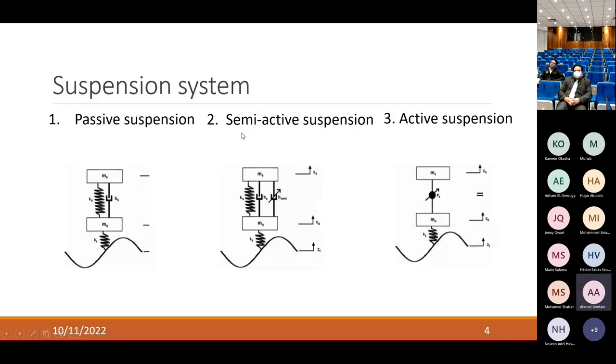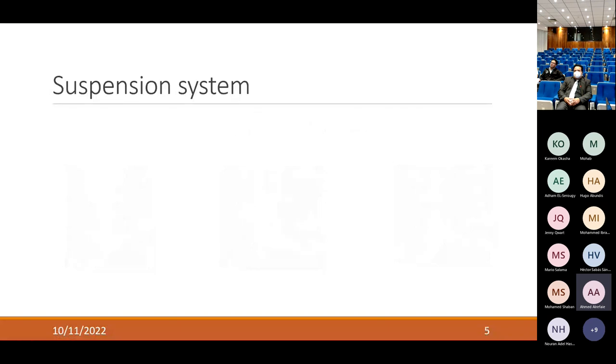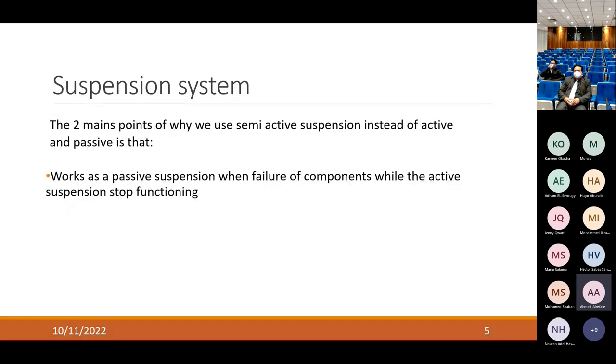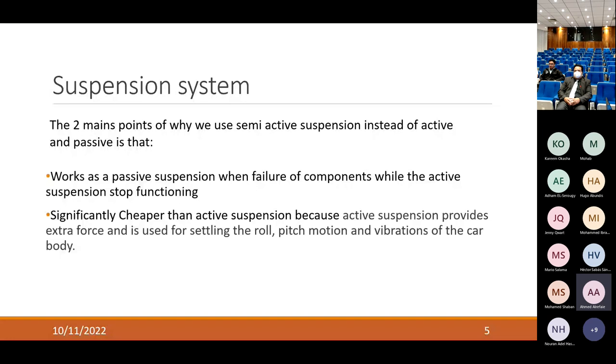In our implementation, we mainly focus on semi-active suspension for two main reasons. The semi-active suspension works as a passive suspension when the failure of suspension components happens, while the active suspension stops functioning. Also, it's significantly cheaper than the active suspension, because active suspension provides extra force and is used for settling the roll, pitch, motion, and vibrations of the car.